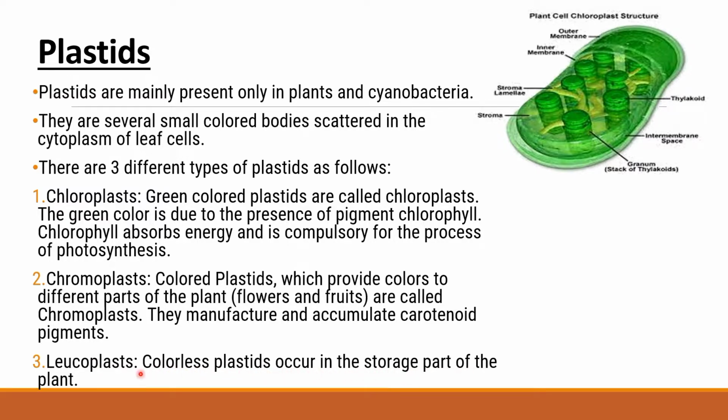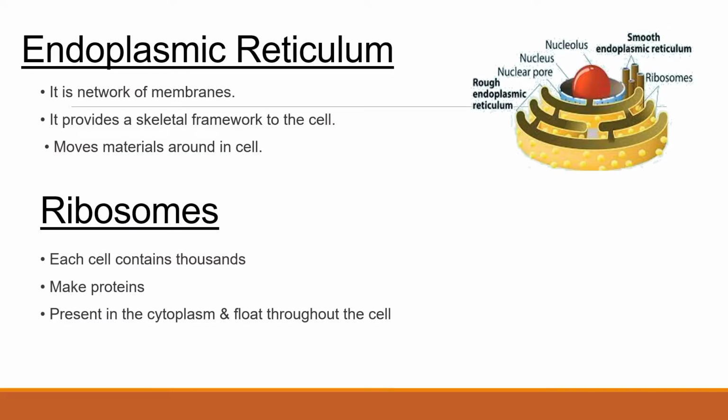So leucoplast is what? It is a colorless plastid which occurs in the storage parts of the plant. Leucoplast is found in the parts of the plant which don't produce a color. So that is what we call a leucoplast. This is the picture you can see: a lot of chloroplast pigment is present in the leaf, and because of this pigment, they trap the heat energy from the sun, which helps in photosynthesis.